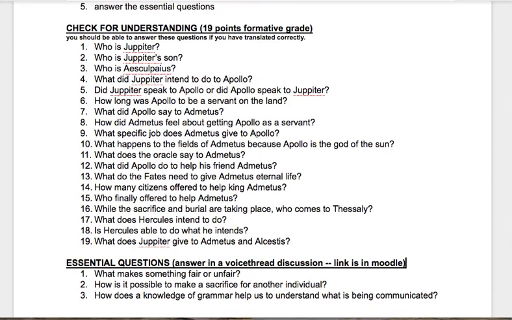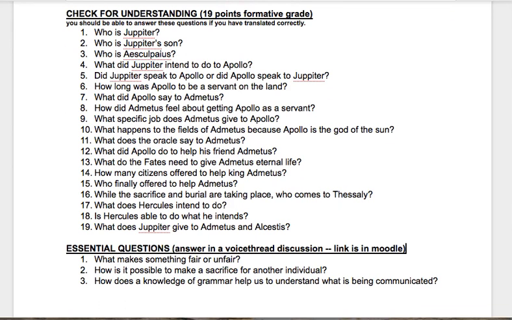The checking for understanding questions are listed right here. There are 19 of them, and each will be worth a point, and they will create a formative assessment grade for you in your grade book. They are also intended to serve as a guide to take you through the translation. So these questions are ordered in the same order of the story, so you should be able to understand that as you read, you are going to be answering these questions, so you can use them to help you figure things out.